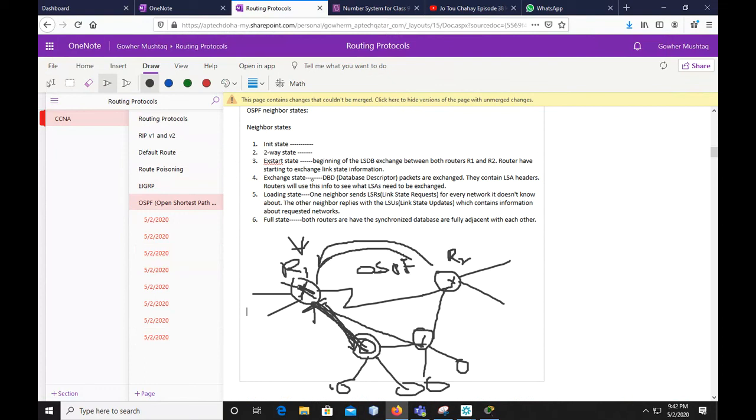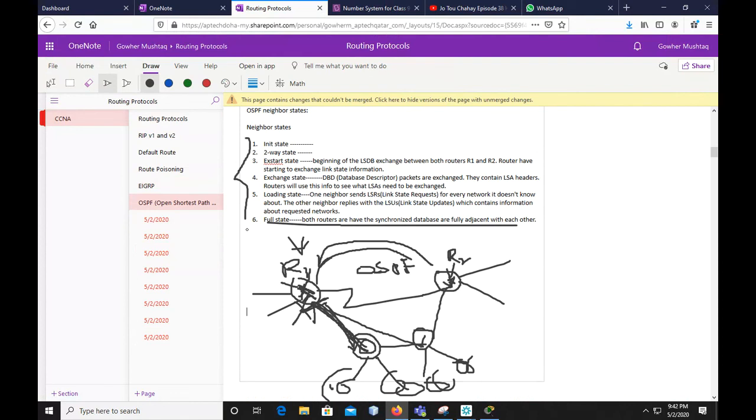Again, the same thing will happen, the exchange state. The router will check what it has in its routing table and what it doesn't have. If things are already there, it will just drop them, but it will take those two subnets from this. And that's called the loading state. Then when all the routers share the information with each other, at last there is a full state, because every router will have the network topology inside its tables.